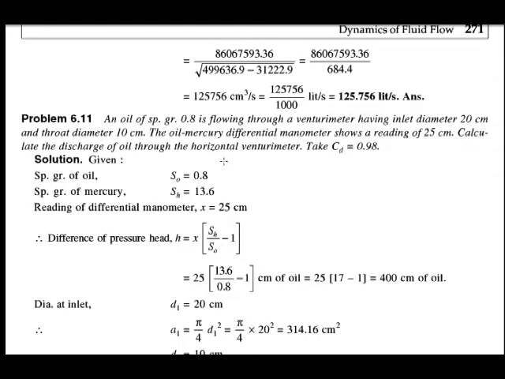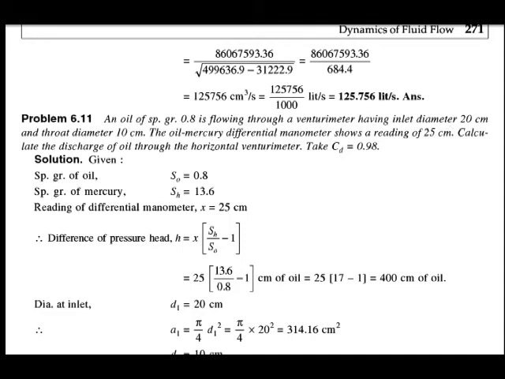We are given the specific gravity of the oil flowing through the venturimeter as 0.8, and the diameter at the inlet as 20 cm and at the throat as 10 cm. The oil mercury differential manometer shows a reading of 25 cm, meaning the manometer contains mercury and they are showing the reading as 25 cm.